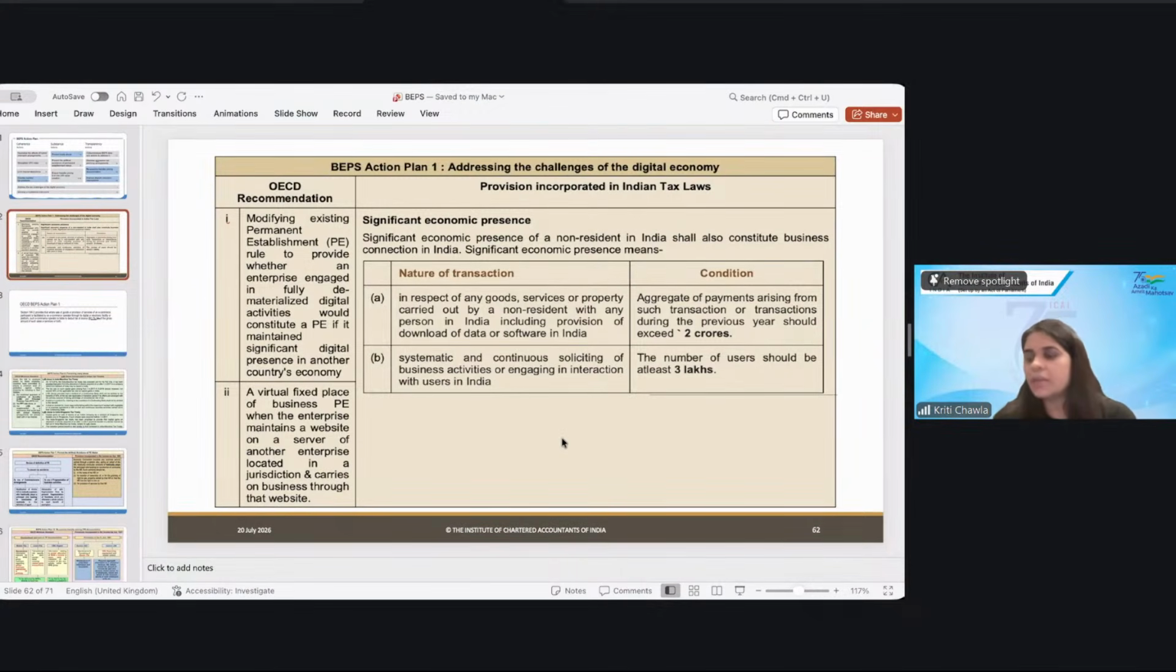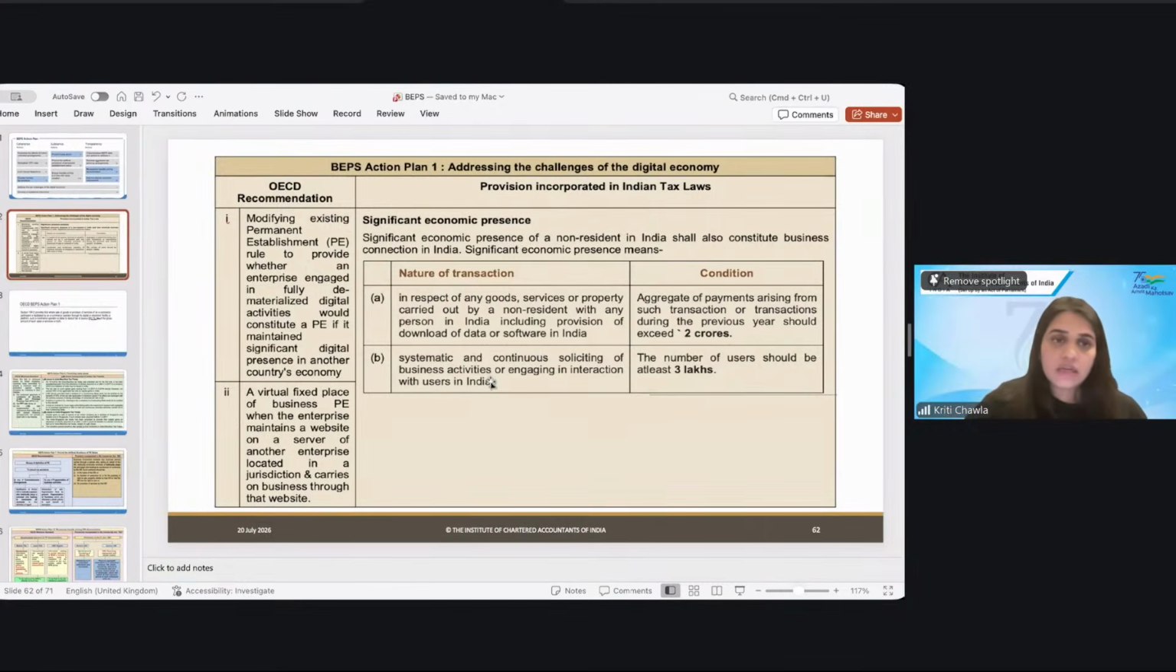Now, they came up with specific rules for that, and they said that if you have services in respect of download of data or software in India, then if you have payments arising from that which is more than 2 crore rupees, then it's going to constitute significant economic presence in India. Or, if you are engaging with users in India and the number of users is at least 3 lakh, then also it's going to constitute significant economic presence in India. So that is SEP that they came up with.